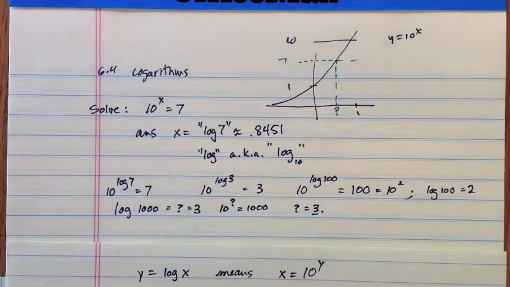In general, y equals log x means that x can be obtained by raising 10 to the y power. Logarithm looks at numbers, even if they don't appear to be powers of 10 to us, recognizes them as powers of 10 and tells us, hey, this guy really is a power of 10. Here's the exponent you raise 10 to in order to get this guy.